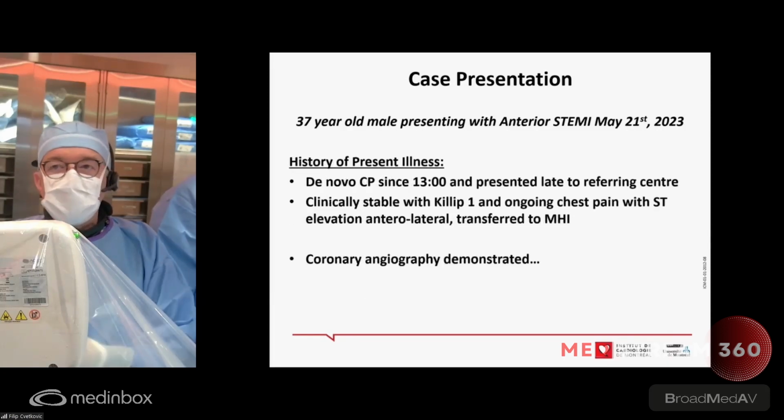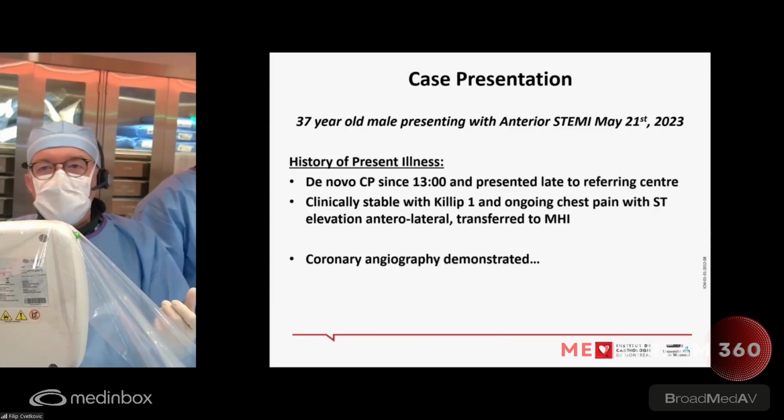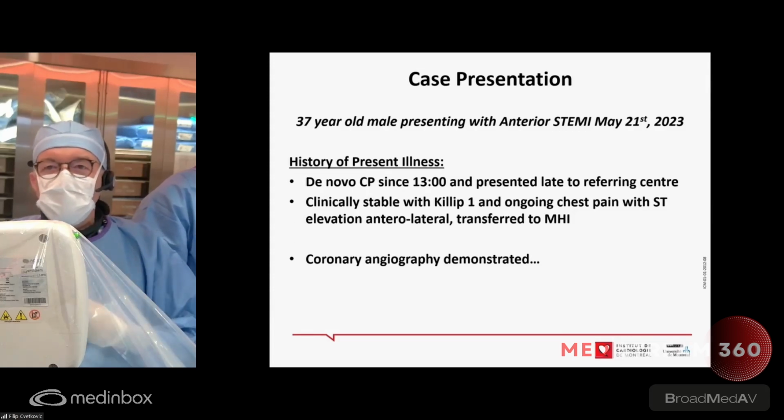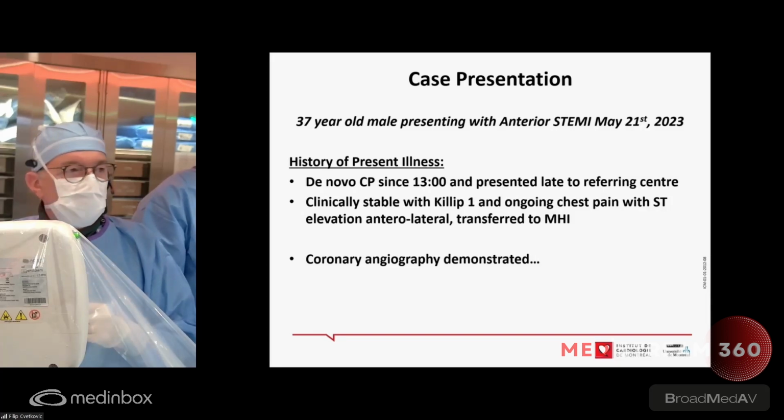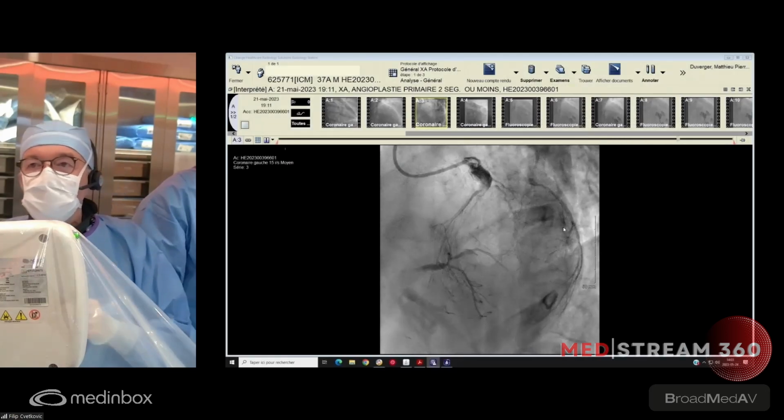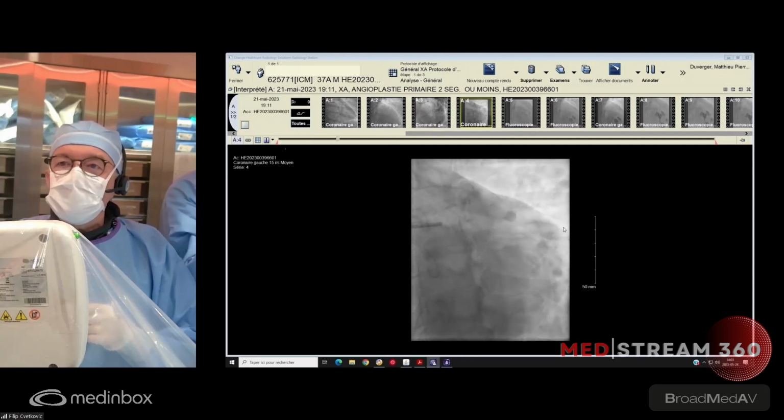It was a de novo chest pain that started in the afternoon. Initially, it was in the back, then permanent chest pain, and he was transferred. I would like to show you the angiogram that my colleague, Dr. Ibrahim, performed Saturday. So this is the first shot that was done Saturday.